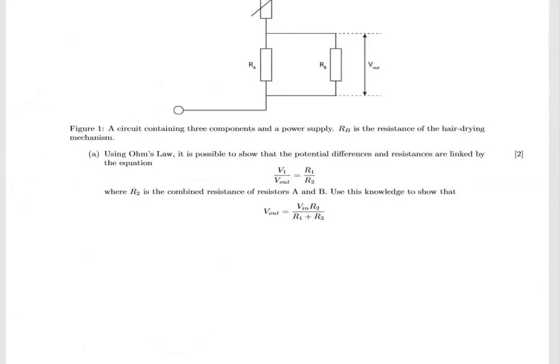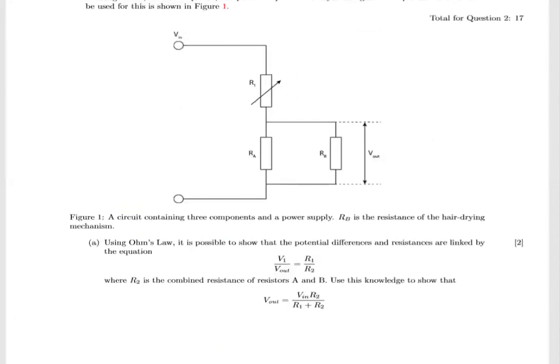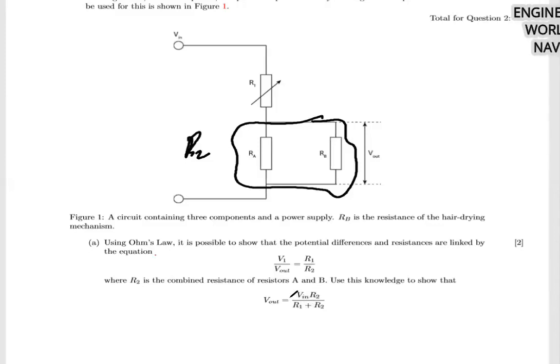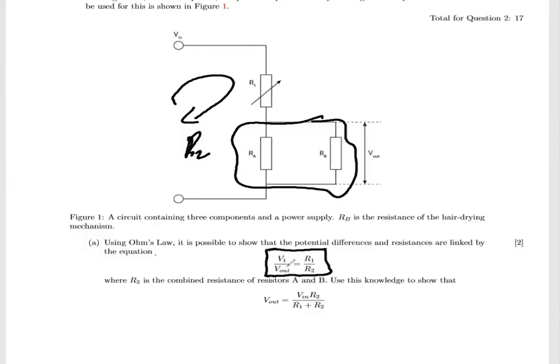This is the formula for the potential divider rule. R2 is the equivalent resistor of RA and RB, so you can say that this is my R2, where R2 is the combined resistance. Using this knowledge, show that V out equals the expression in terms of V in. Can we just rearrange it? Apply the KVL. This is the final formula, so we need to derive it.